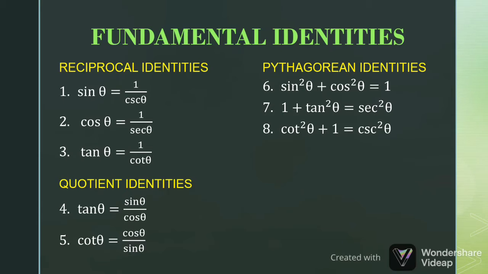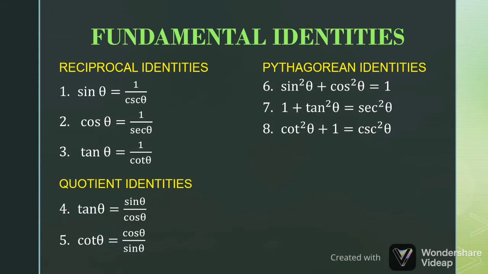In this lesson, we are going to talk about the fundamental identities. These fundamental identities are the most important identities among the different trigonometric identities. First is the reciprocal identities. There are three reciprocal identities. First one, sine theta is equal to 1 over cosecant theta. It is the same as cosecant theta is equal to 1 over sine theta, because sine and cosecant are reciprocals.